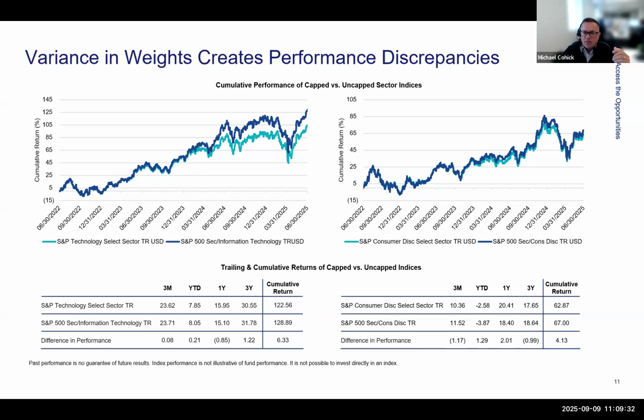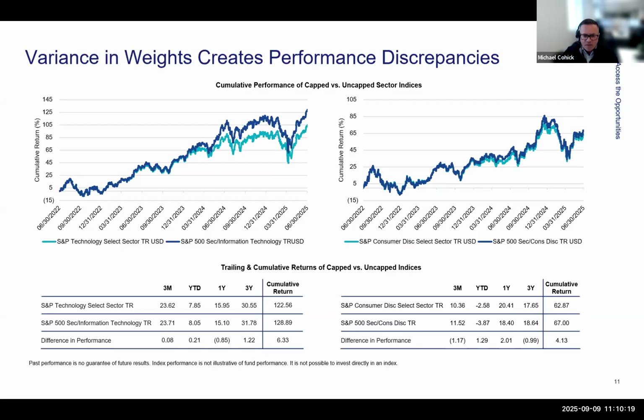So what is the problem that happens based on these issues? It results in performance drift. So it can be under or overperformance. Sticking with the earlier chart that we showed, the bar chart, the right-hand side is technology, the left-hand side is consumer discretionary. And these charts show that the uncapped versus capped index performance over time can deviate quite a lot. And in this example, the capped benchmarks are lagging the uncapped benchmarks. And so for investors, this really means that their ETFs may not be delivering the sector returns that they may be expecting.